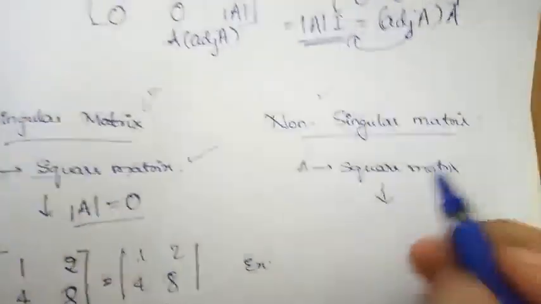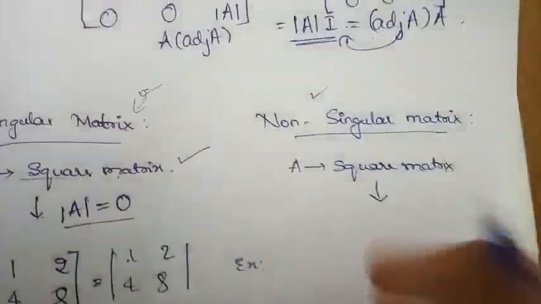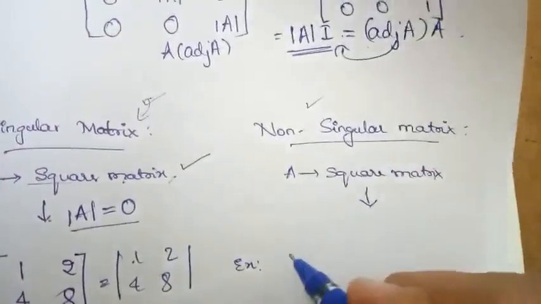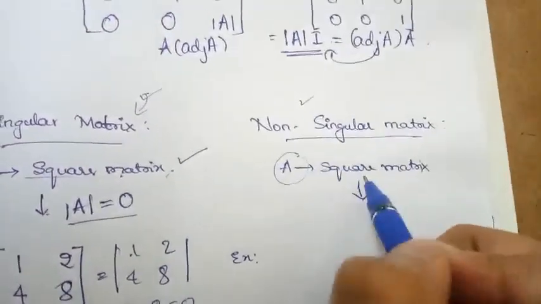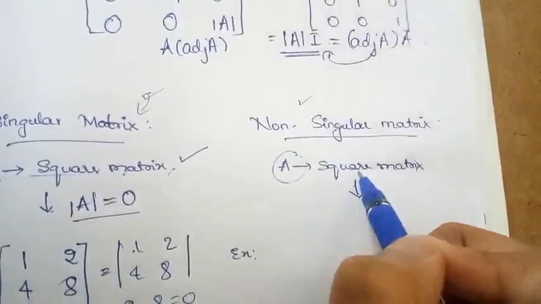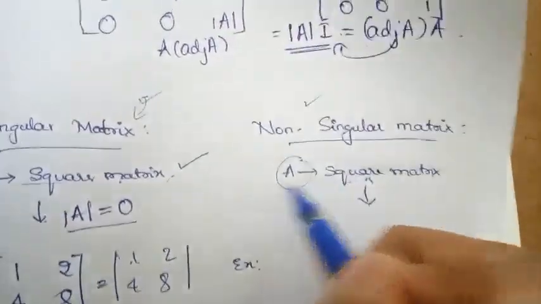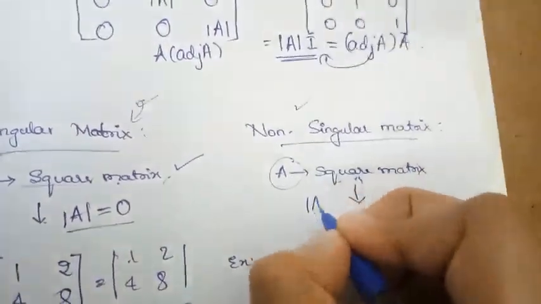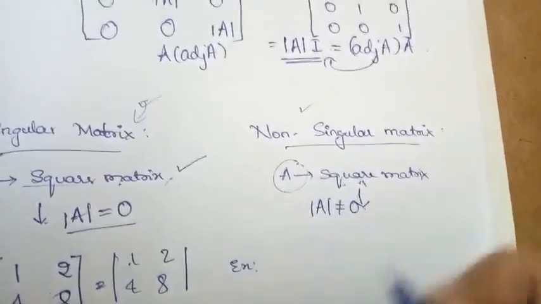Okay, what is a non-singular matrix? A matrix A is said to be a non-singular matrix if A is a square matrix. First, it should be a square matrix. If it is a square matrix, then it is said to be non-singular if the determinant value of A is not equal to 0.